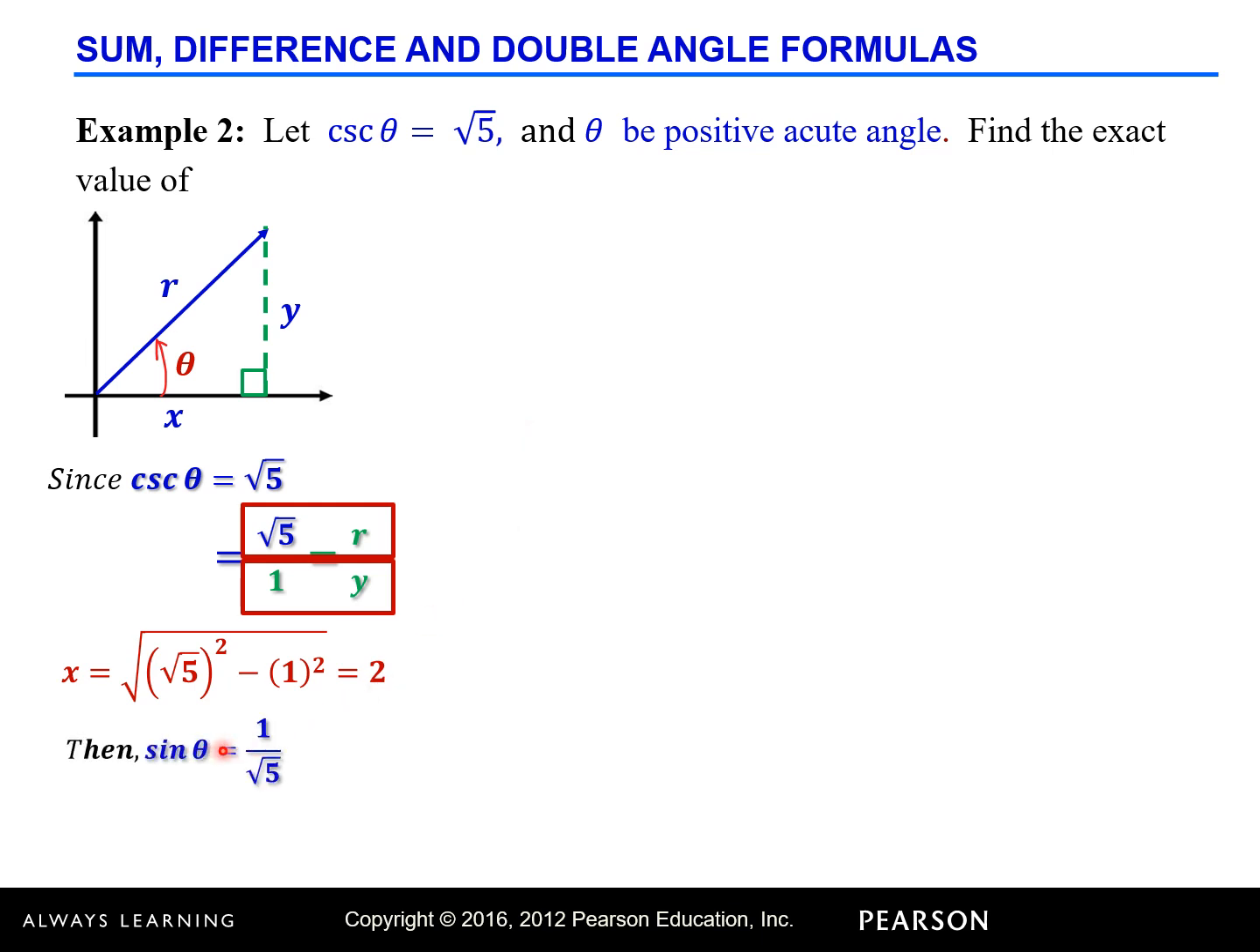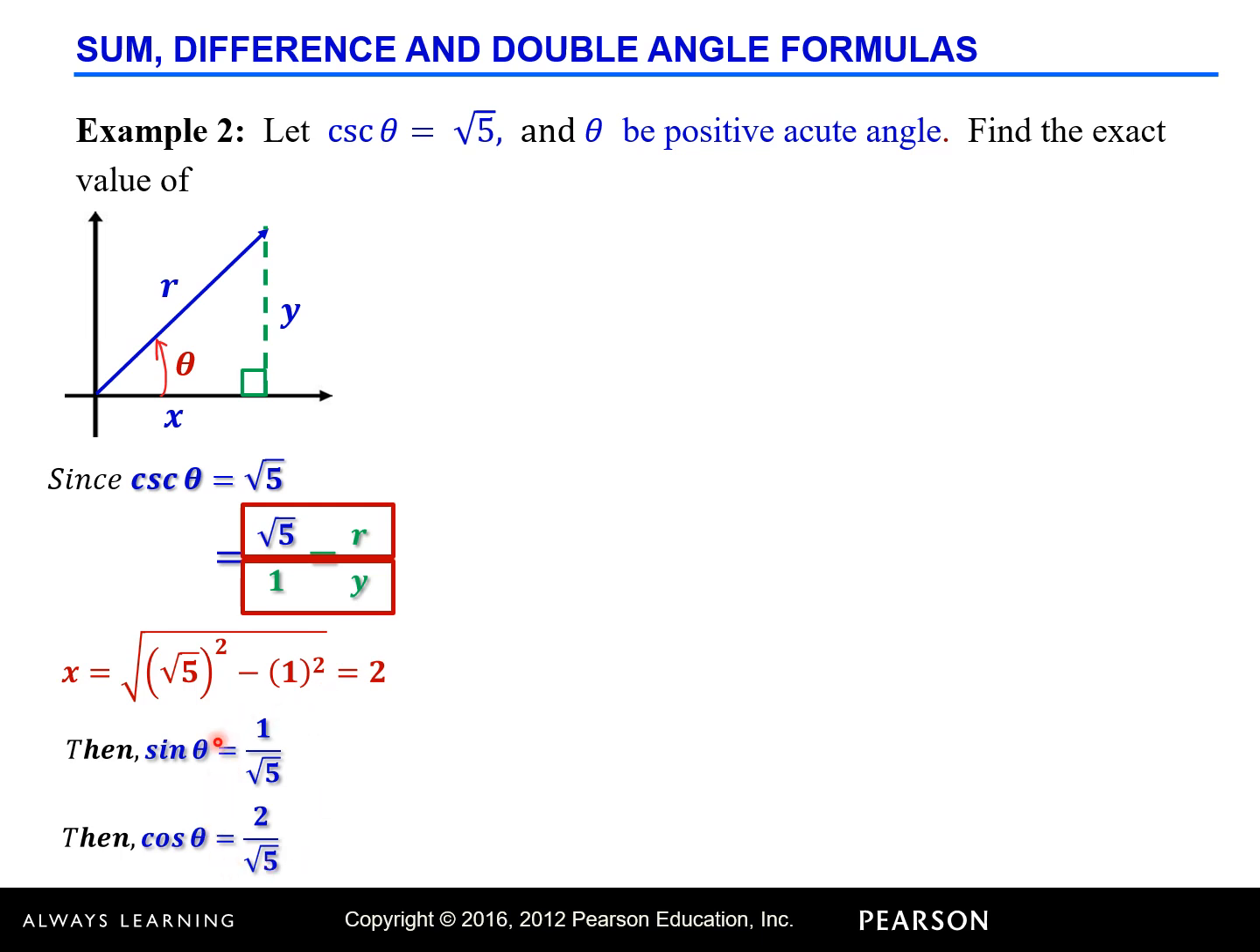Since we already have the values of x, y, and r, we can now find the sine theta, which is equal to 1 over square root of 5. Actually, you can find this by getting the reciprocal of square root of 5 over 1 because sine theta is the reciprocal of cosecant. Then another one is the cosine theta, which is equal to x over r, which is 2 over square root of 5. I didn't simplify this yet because this is not yet the final answer.